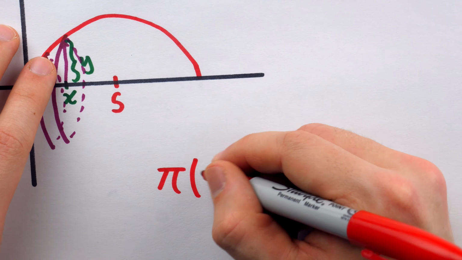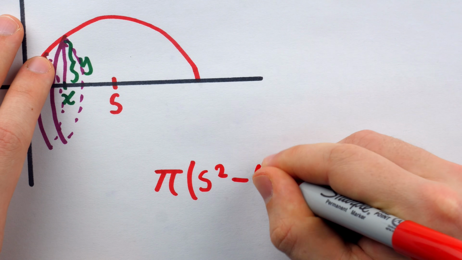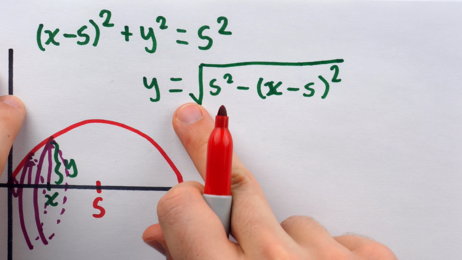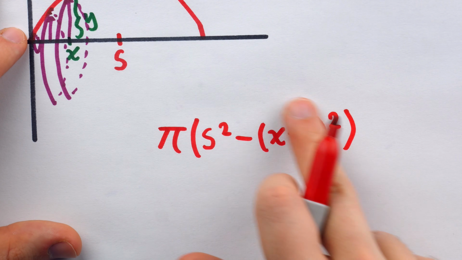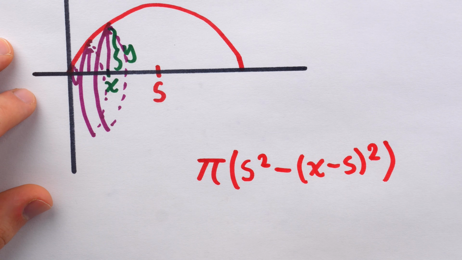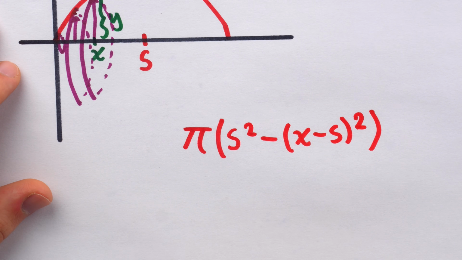So it's just pi times (s squared minus (x minus s) squared). Remember, the radius needs to be squared, and we have squared it. That's why the square root is gone. So this is the area of each cross-sectional circle at a particular x-coordinate. And this is where we can't get further without calculus.